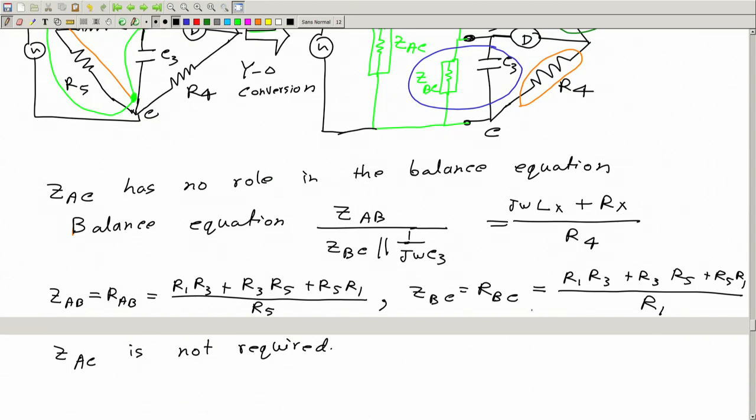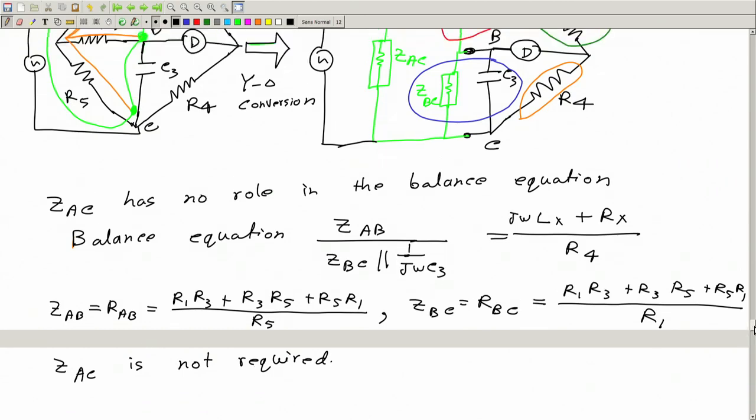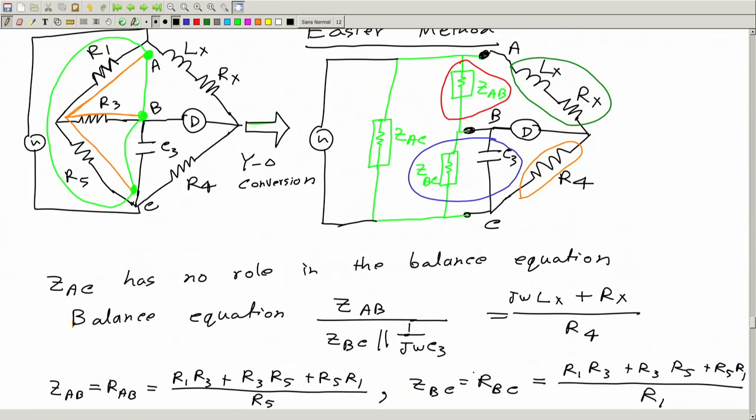Okay. Now, we can put these values in this equation. So, we can put these values of ZBC from here and ZAB from here in this equation to get the balance equation. But instead of doing it blindly, let us do it cleverly, because observe that this is now actually a product bridge. Observe, this is a product bridge.